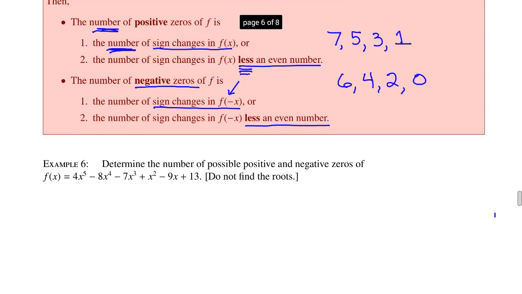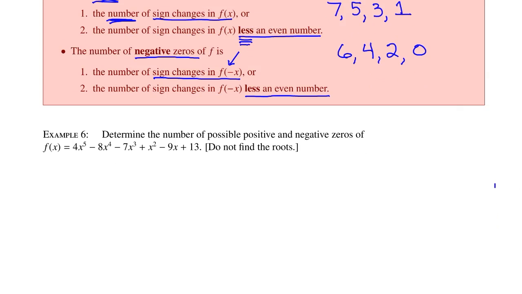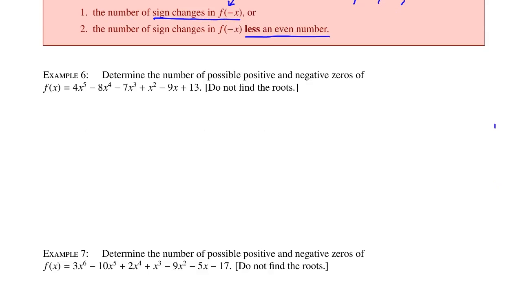Let's see an example. Determine the number of possible positive and possible negative zeros of f of x is equal to 4x to the 5th minus 8x to the 4th minus 7x cubed plus x squared minus 9x plus 13. Do not attempt to find the roots. So what we're going to do is look at the signs of f, and then that'll help us to determine how many possible positive roots or zeros there are.